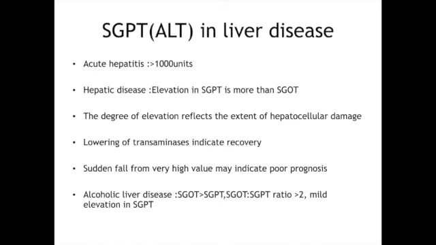But the degree of elevation of enzymes actually denote the extent of hepatocellular damage, and lowering of transaminases actually indicate recovery. But one word of caution, a sudden fall from very high value may indicate poor prognosis. And in patients with alcoholic liver disease, the SGOT value will always be more than SGPT value, and the ratio will be more than 2, because there will be some metabolic issues with the pyridoxal phosphate. So there will be only mild elevation of SGPT in patients with alcoholic liver disease.